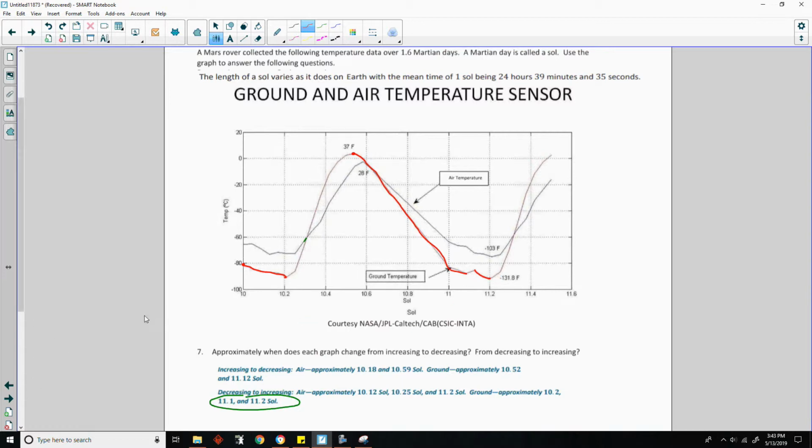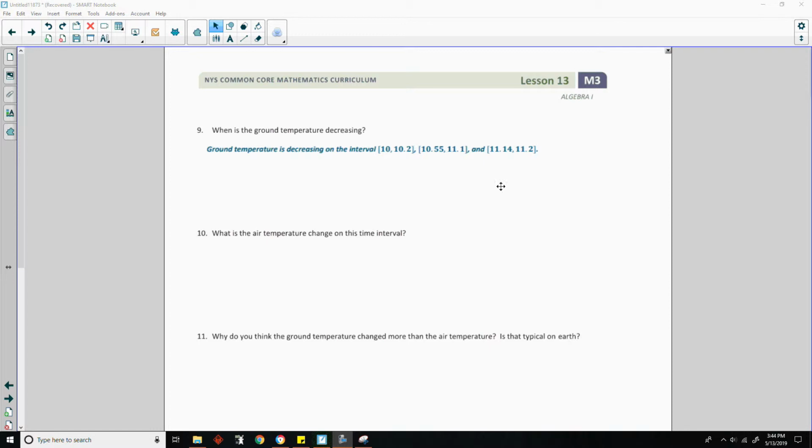So I will bring in the intervals. Okay, so ground temperature decreased on the interval from 10 to 10.2, 10.55 to 11.1, and about 11.14 to 11.2. What is the air temperature change on this time interval? How much did the temperature change is what they're saying.